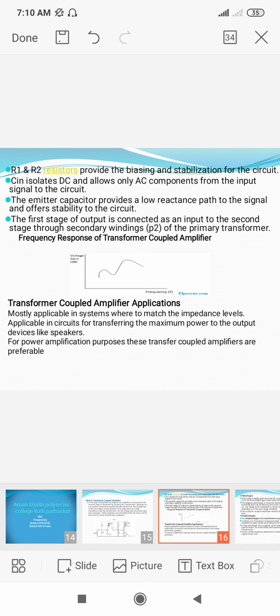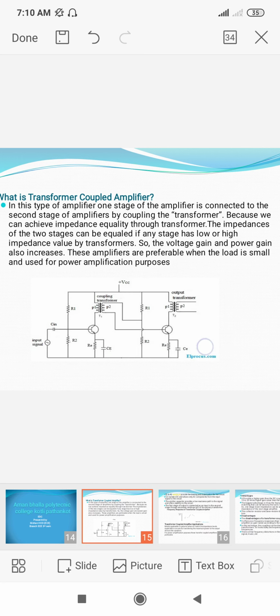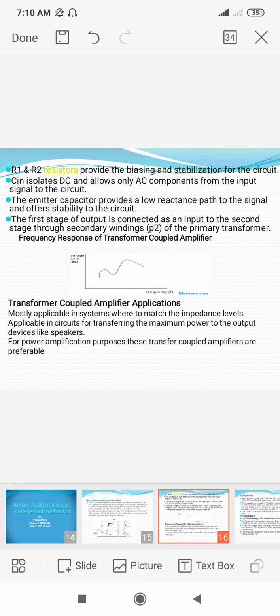The emitter capacitor CE provides a low reactance path to the signals and offers stability to the circuit. The output of the first stage is connected as input to the second stage through the secondary winding of the transformer. Frequency response of the transformer coupled amplifier.